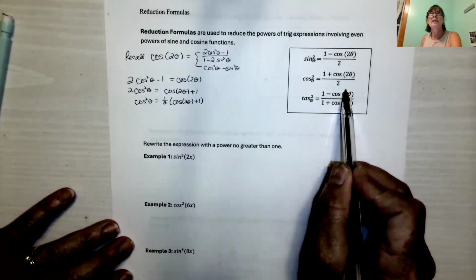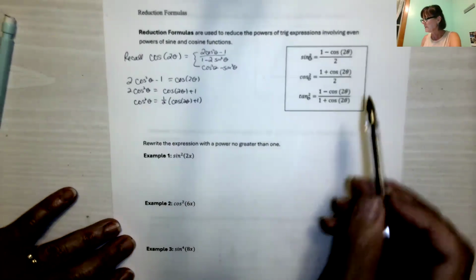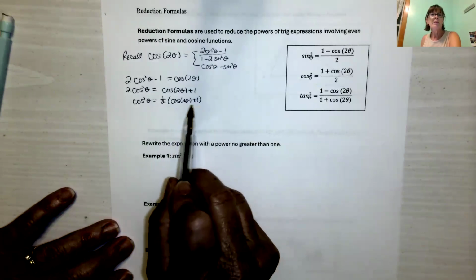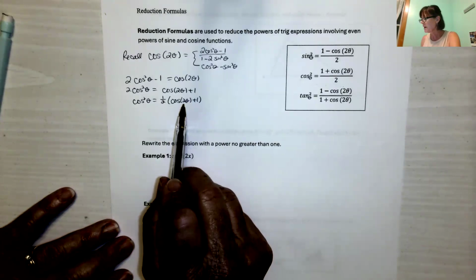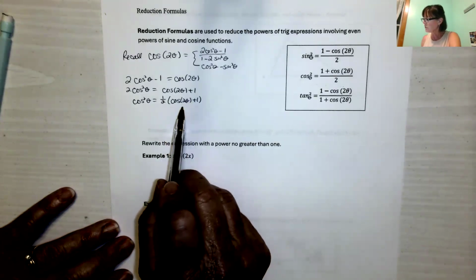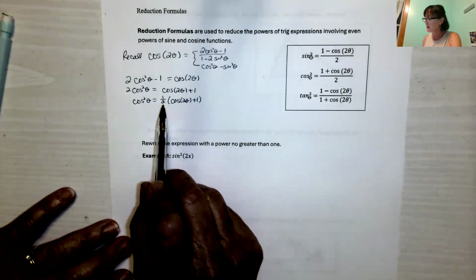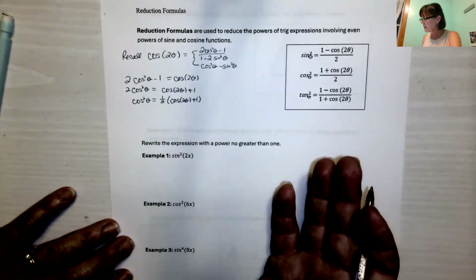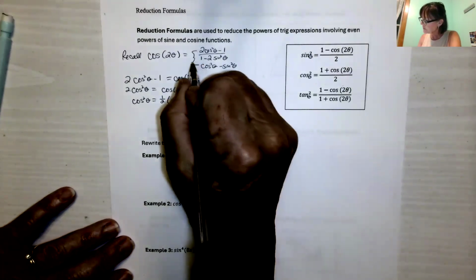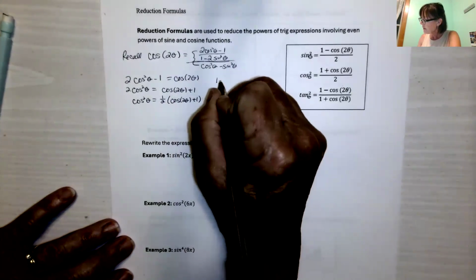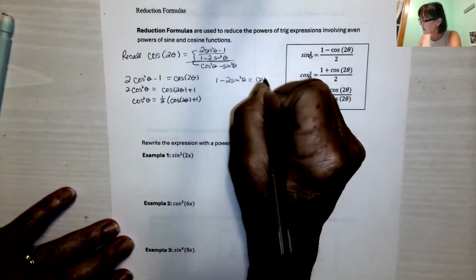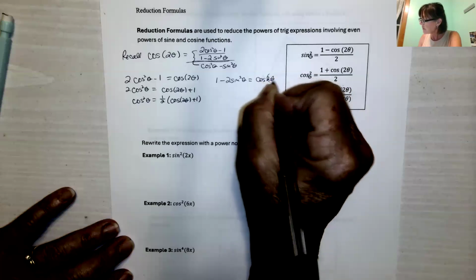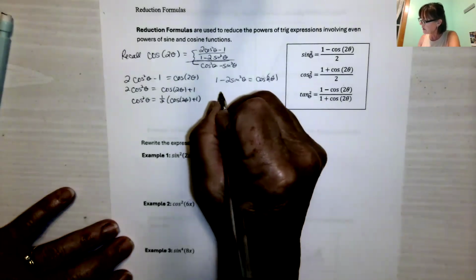I can rewrite this as 1 plus the cosine of 2 theta. That's the reflexive property. And I could write this as over 2 or multiply 1/2. It's the same thing. You can do exactly the same thing for sine squared. Pick this middle identity. 1 minus 2 sine squared of theta is equal to the cosine of 2 theta. And just simply solve for the sine squared of theta.